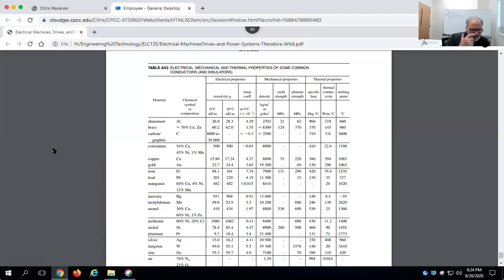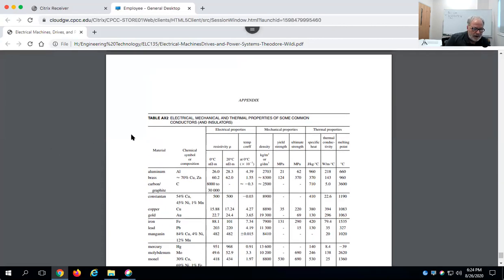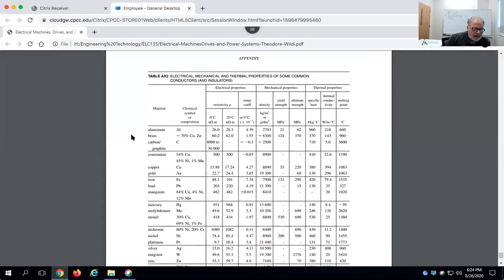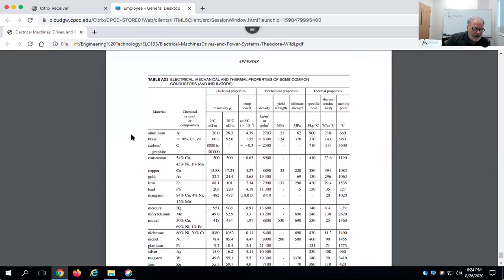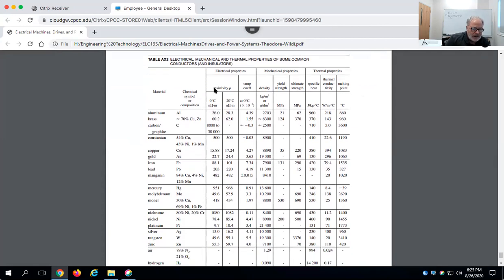So here's this very useful table. It's called table AX2. It's in the back of your book, page 910 in the 6th edition. Across the top it has certain materials, the chemical symbol or composition of the material, the electrical properties, the mechanical properties, and the thermal properties. All of these things will come into consideration at some point during the course. And you can see we've got resistivity in terms of electrical properties.